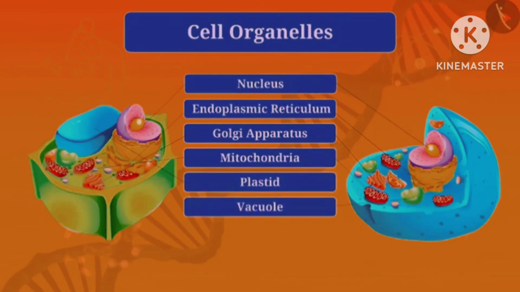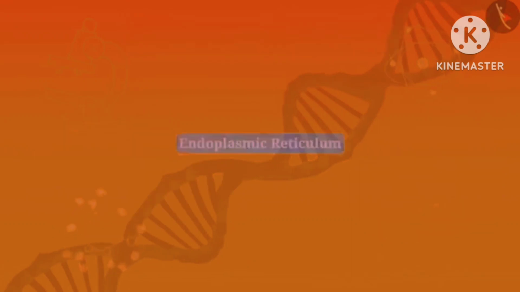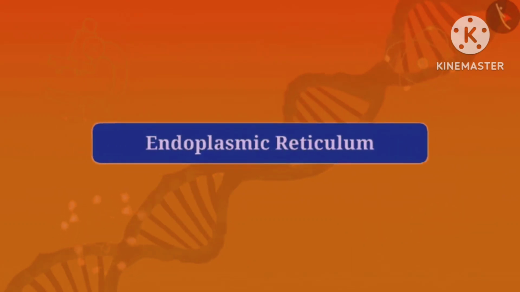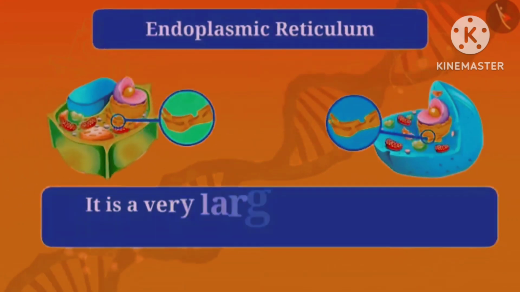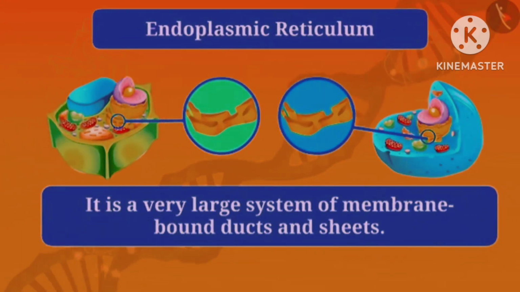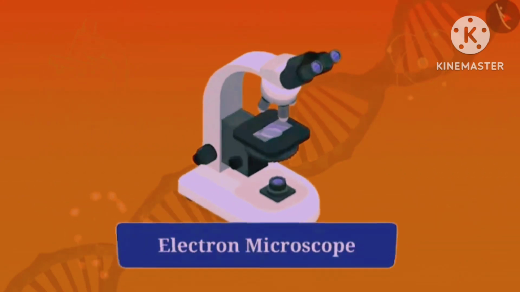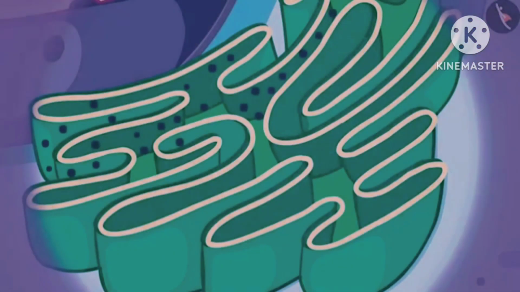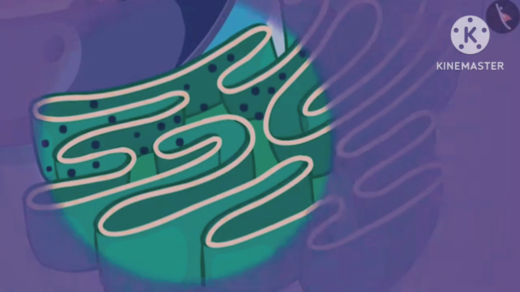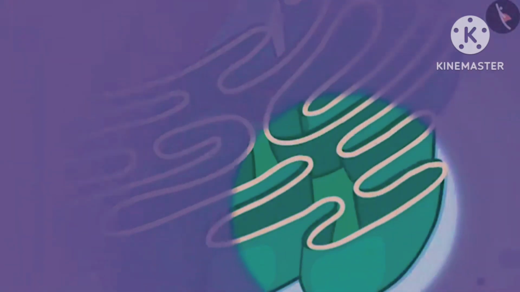We have already learned about the nucleus. Now, we will learn about the endoplasmic reticulum. It is a very large system of membrane-bound ducts and sheaths. Its composition is similar to that of cell membrane. Friends, if you look at it carefully under the microscope, do you see any difference in their structure? Yes, somewhere there are black dots, while in the rest it is absent.